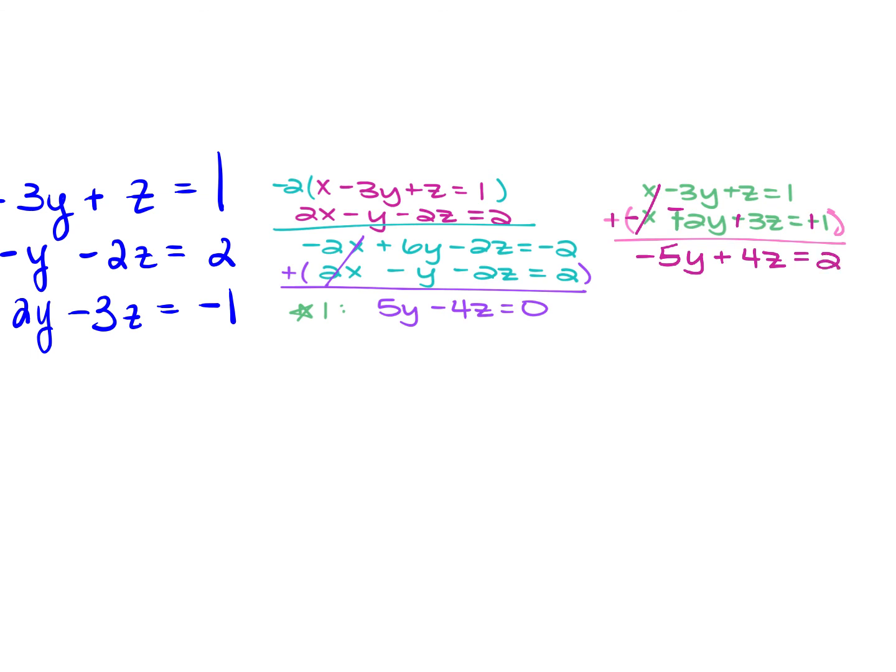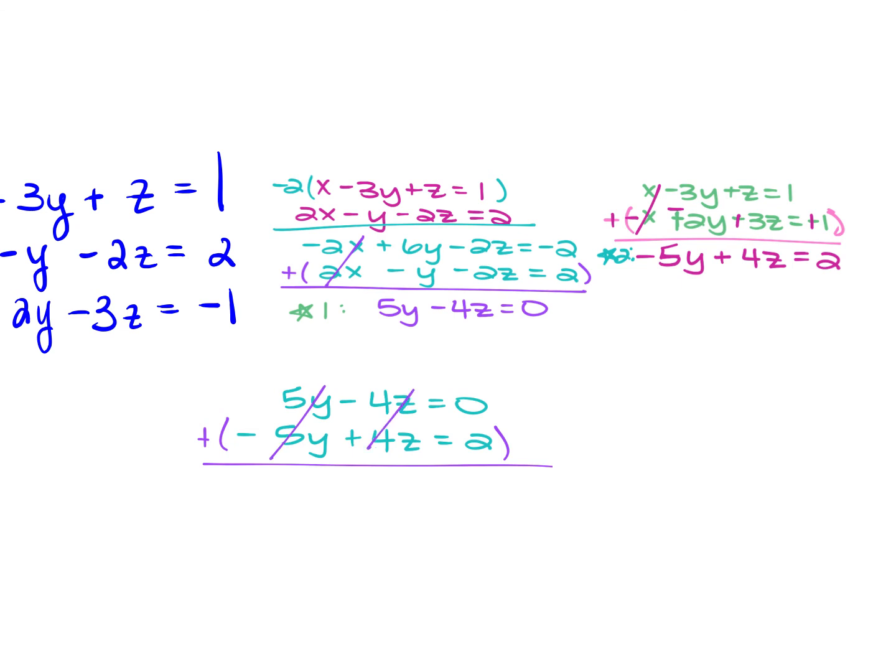Okay. So from here, you're going to use now the 2 new ones. So 5y minus 4z is equal to 0, and negative 5y plus 4z is equal to 2. Combine them. Your y's cancel, your z's cancel, so that's 0. 0 plus 2 is 2. This is a false statement, so you would have no solution.